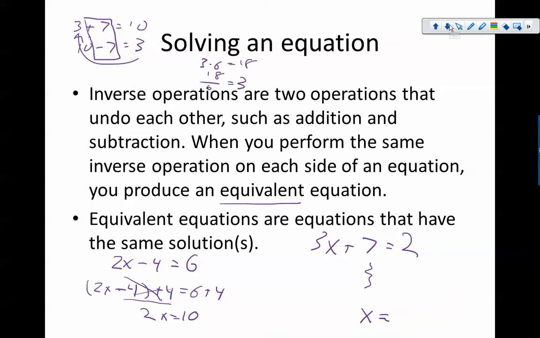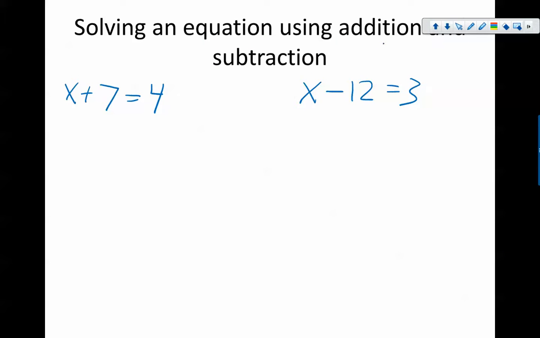So let's go ahead and do some examples. We're going to solve an equation using addition and/or subtraction. Here we have x plus 7 equals negative 4. Looking at this, I'm sure you can figure out that the x has to be negative 3, because negative 3 plus 7 is how you get 4. That's great. If you can do that, perfect. We need to learn a process here, though, not just find answers.